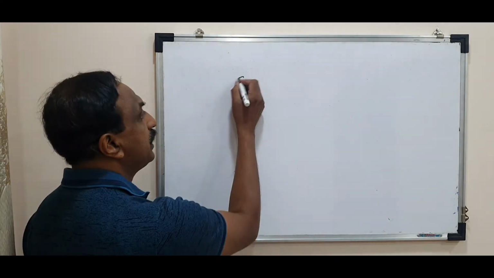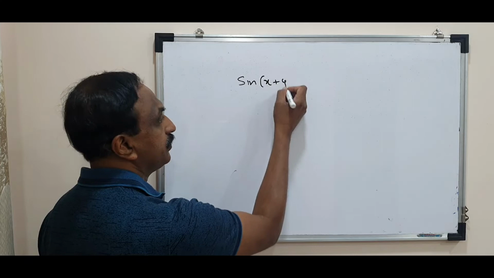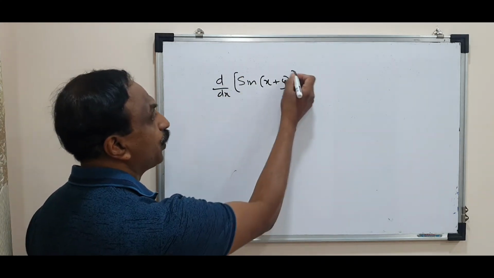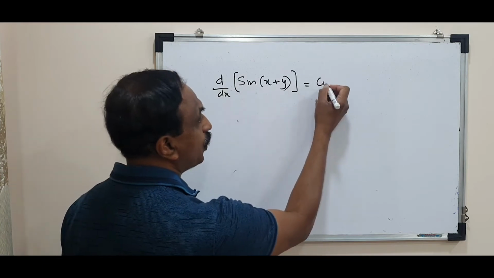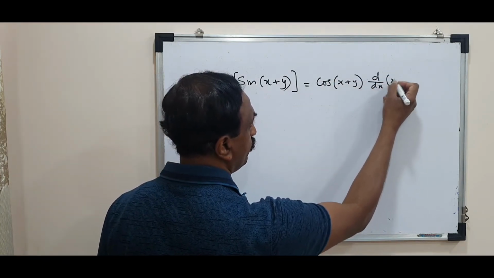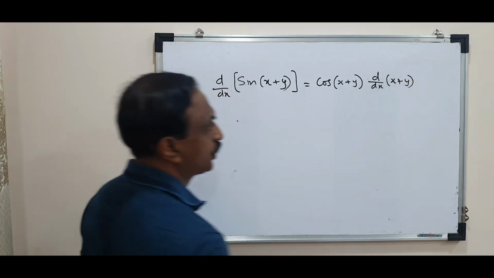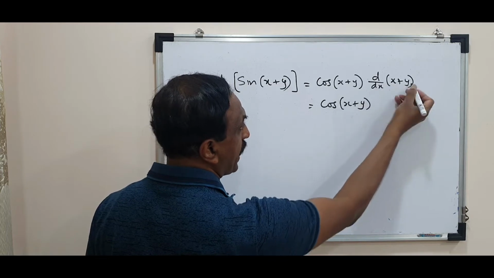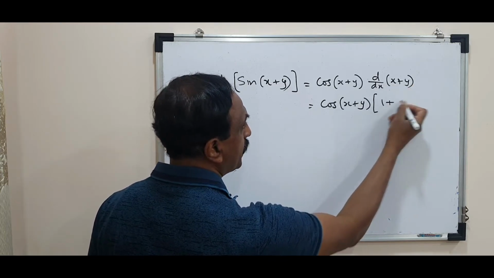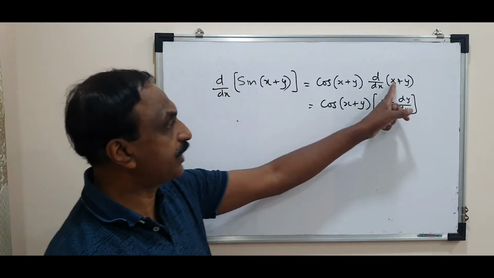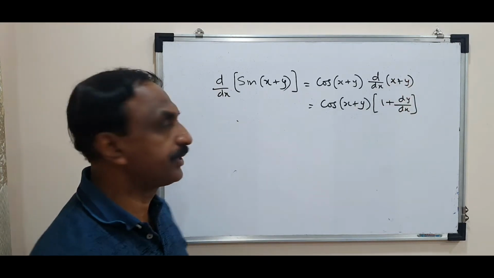For example, sine of (x plus y). If I'm differentiating sine of (x plus y), what should you notice? Sine will change to cos of (x plus y) into the derivative of (x plus y). So what will be your answer? Cos of (x plus y). Now very, very important, the bracket: (1 plus dy by dx). So the derivative of x will be 1, the derivative of y will be dy by dx.